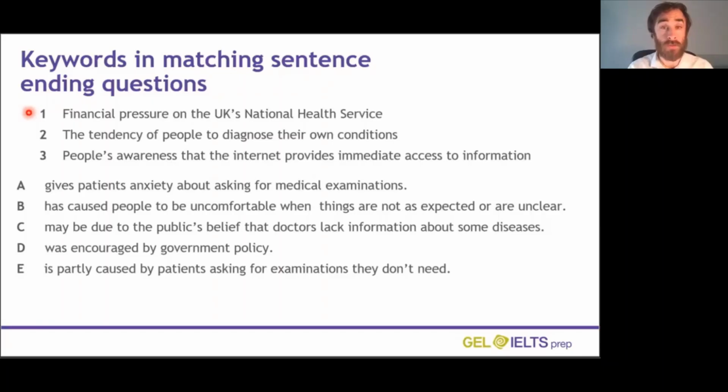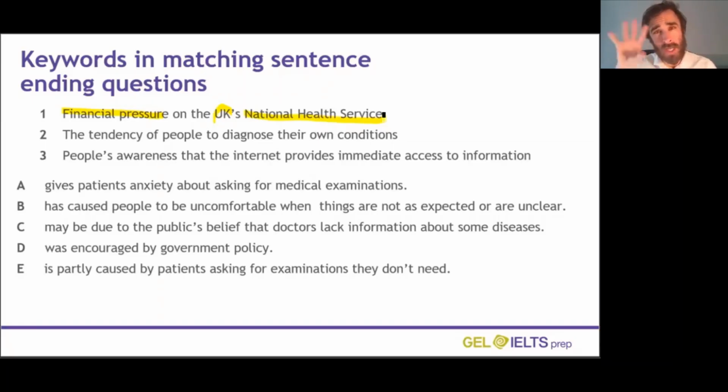You should always start with the first question because the questions go in the same order as the text. So if you find the area of the text that question 1 refers to, then it's going to be easier to find the other ones shortly after. As well as this, once we've done number 1, we can eliminate an answer, and that makes 2 and 3 much easier. So let's underline some keywords in question number 1. Financial pressure, UK, and National Health Service. So we can see a proper noun there with National Health Service, a proper noun with the UK, and financial pressure is going to be important here.